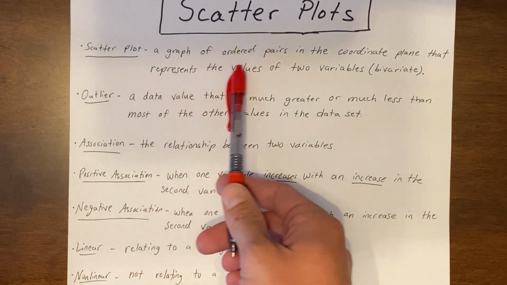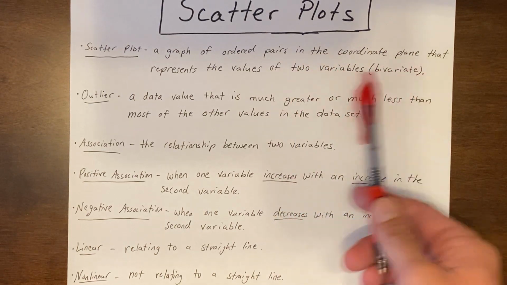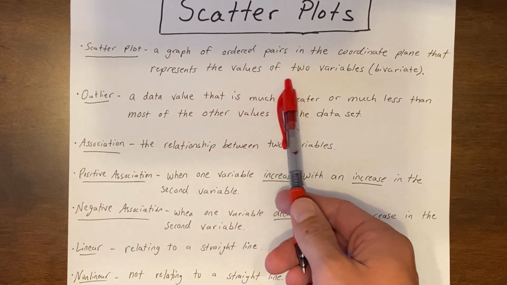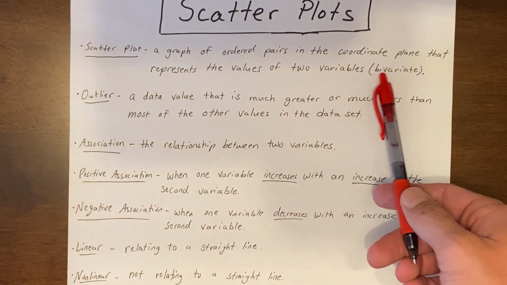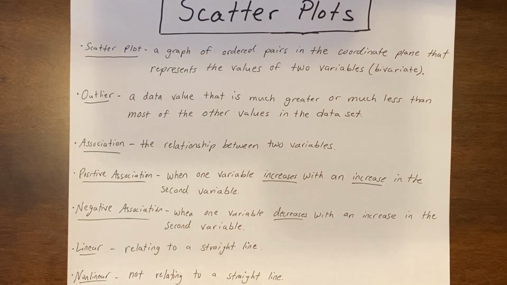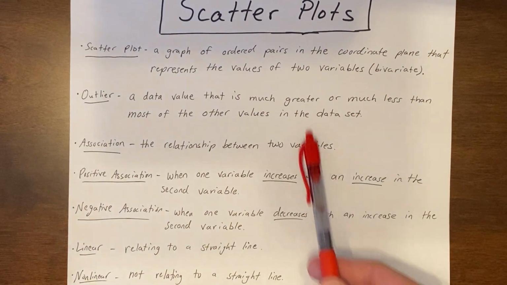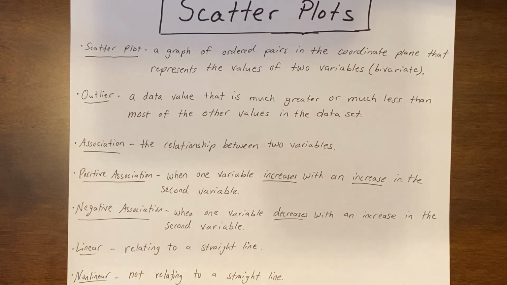It says a graph of ordered pairs in the coordinate plane that represents the values of two variables. And right here, this is a word called bivariate. All bivariate means is two variables. So that's all it means. So we'll have a variable for the x terms and a variable for the y terms in our graphs.